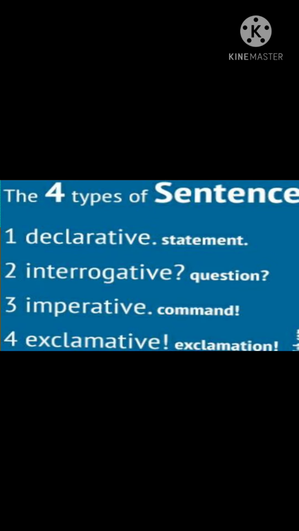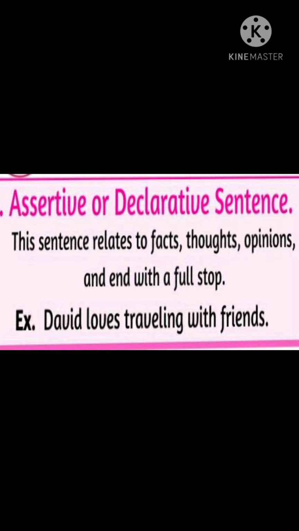Okay, next is exclamatory sentences, which express exclamations. Let us study about all these things in detail. Let us discuss what are assertive sentences.